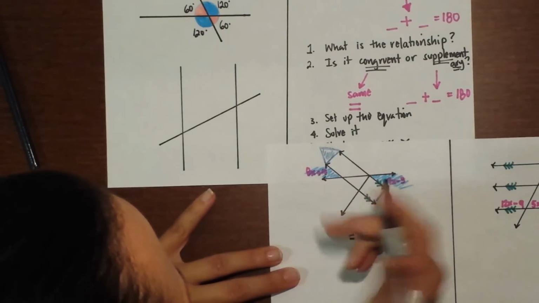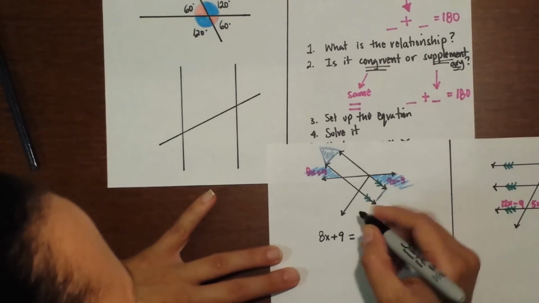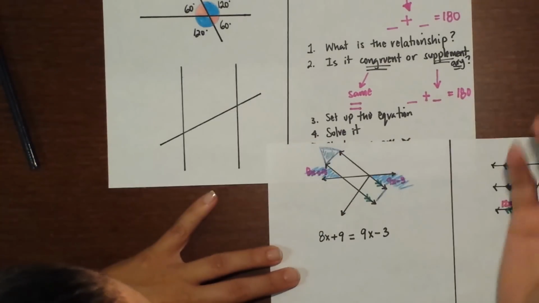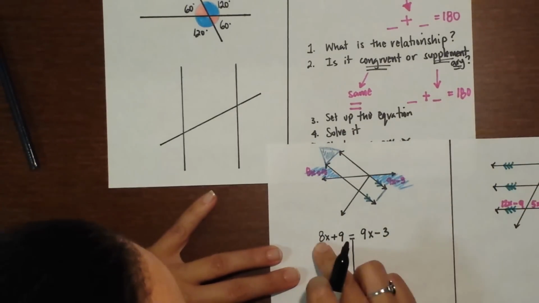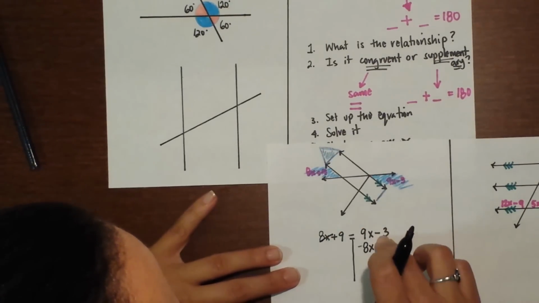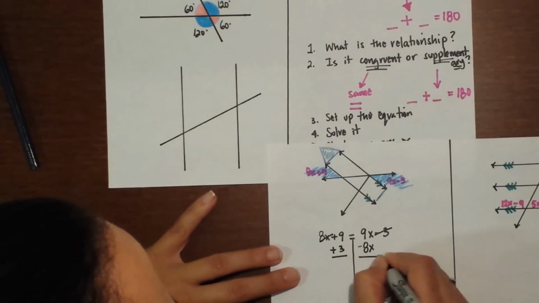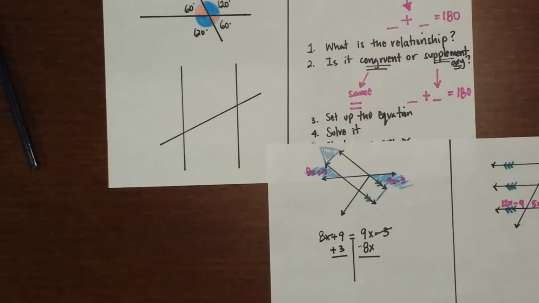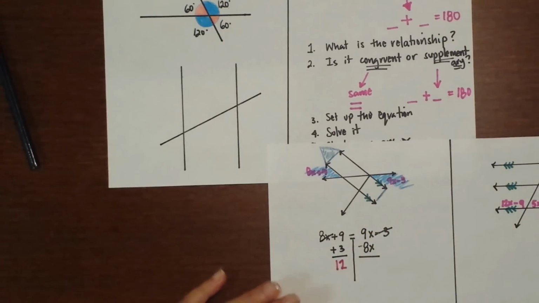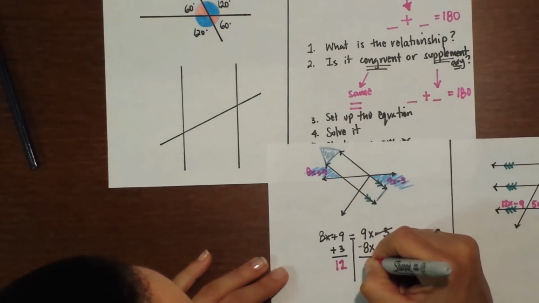I think it's a 9. So let's go 8x plus 9. This is equal to 9x minus 3. Set up the equation. Four is to solve it. So just simply solve the equation. I'm going to take the x to this side, so it's going to be minus x. Take the negative 3 to this side, so it's going to be plus 3. That goes away. Then I have 9 plus 3, and that's going to give me 12. And then 9x minus 8x, which is going to give me 1x.